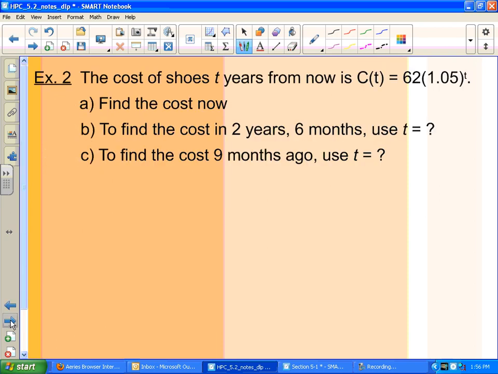All right, let's move on here. Cost of shoes t years from now is given by the function C of t equals 62 times 1.05 to the t power. So yesterday we learned that the C of t equation is pretty much the same thing as the one we were working with yesterday, A of t equaling A of 0 times (1 plus r) to the t power. That's our generic exponential function.